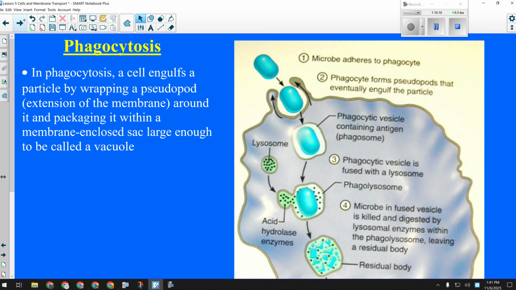Okay, so phagocytosis, that's food. It's actually how your immune system destroys bacteria. Okay, the killer cells from your immune system will go along and they'll just engulf bacteria and eat them. Okay, that's a great way for them to get rid of them.